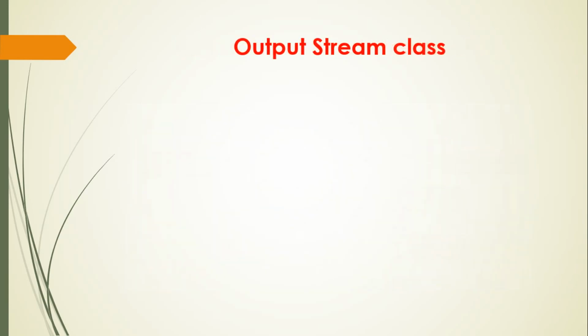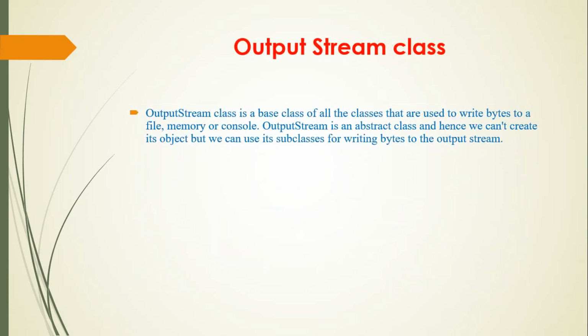Let's discuss the output stream classes. OutputStream class is the base class of all the classes that are used to write bytes to a file, memory or console. OutputStream is an abstract class and hence we can't create its object, but we can use its subclasses for writing bytes to the output stream.